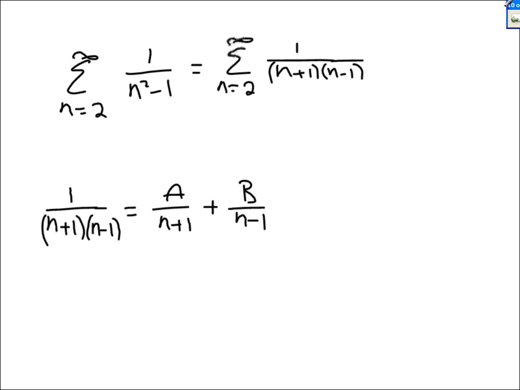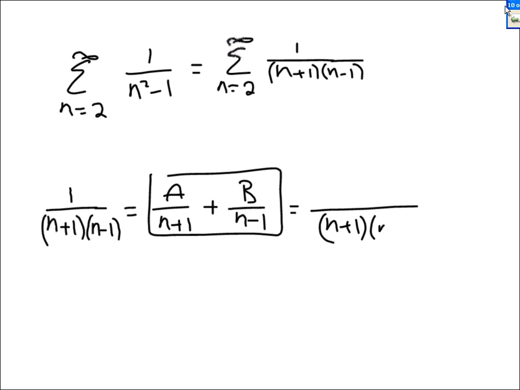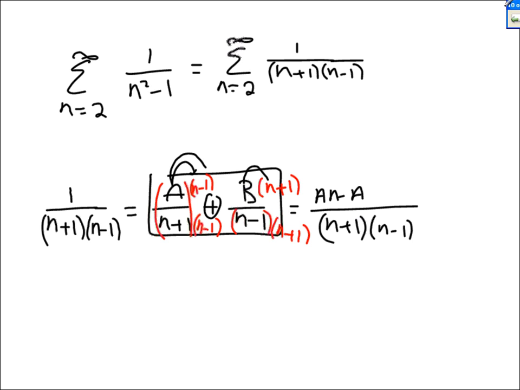Now I want to write this second term, or sum, with a common denominator, namely n plus 1 times n minus 1. Top and bottom for the first fraction gets multiplied by n minus 1 over n minus 1. The second fraction gets multiplied top and bottom by n plus 1. So you have a times n minus 1, which is an minus a, plus b times n is plus bn, plus b.